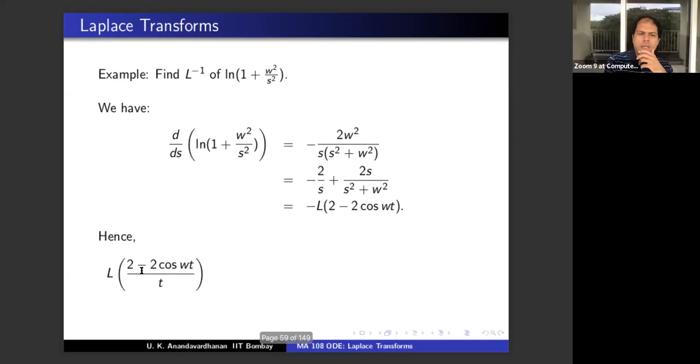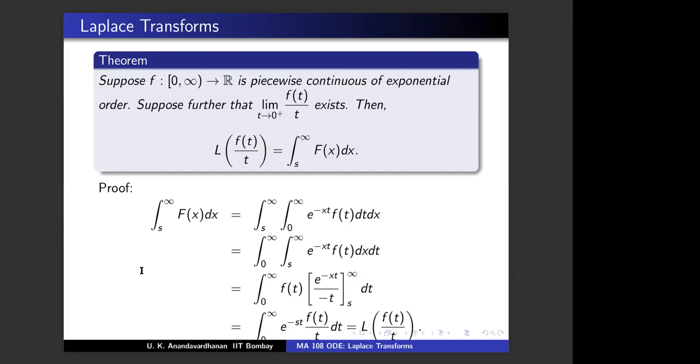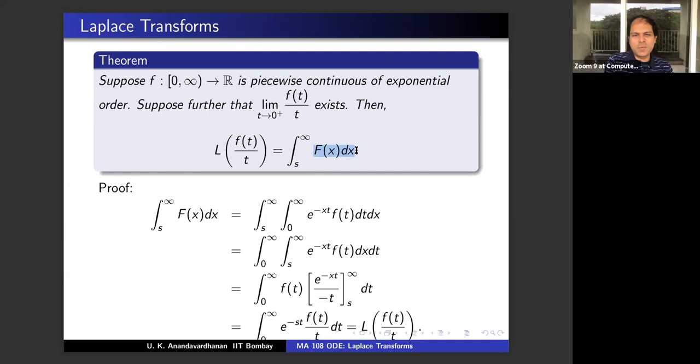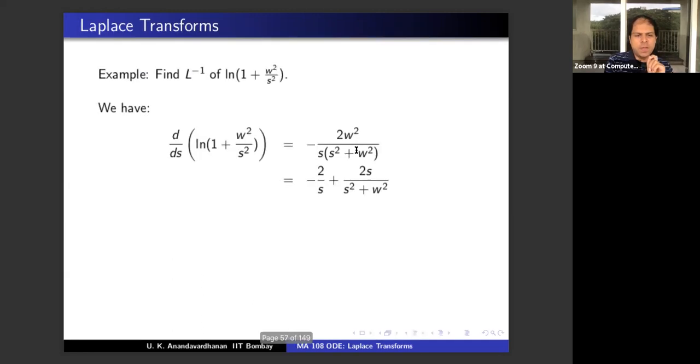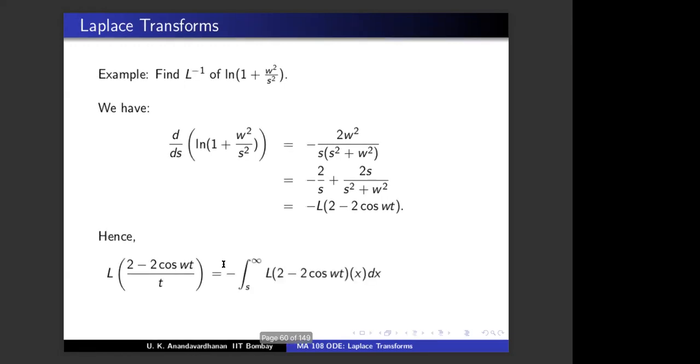My formula is L of ft by t is the integral of the Laplace transform from s to infinity. We can't write the LHS directly as that one; after the RHS, we need to write it. So the RHS is what I'm doing: the integral from s to infinity of the Laplace transform. I'm applying that formula. I know that formula. Forget this one, that is correct only.